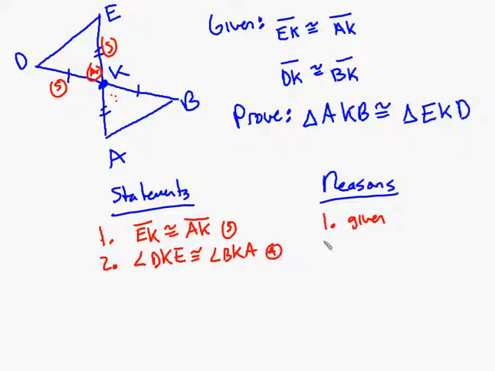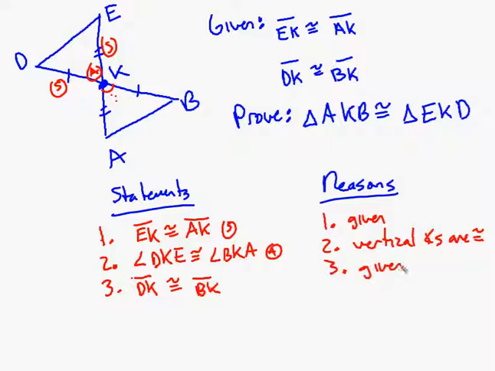So that's my angle, right? And those are congruent because vertical angles are congruent. All right, so those are vertical angles. I have my angle. I might mark my diagram with an angle there, and then I'll take my other given. DK is congruent to BK. And that's given. So I have my side, angle, side. So statement 4, triangle AKB is congruent to triangle EKD by side angle side.